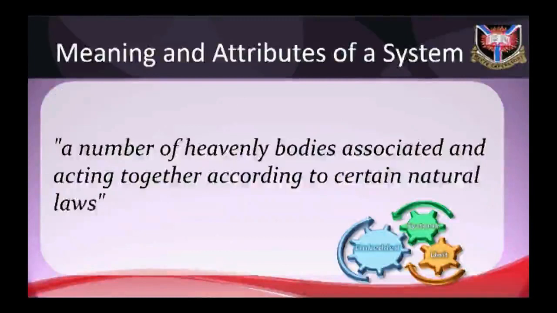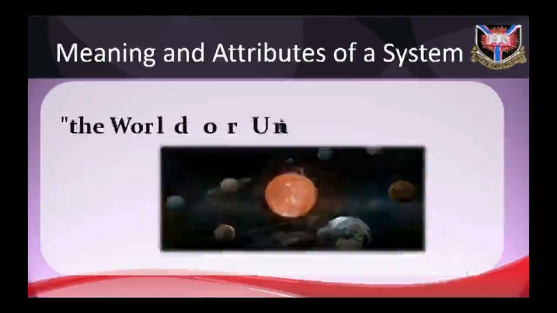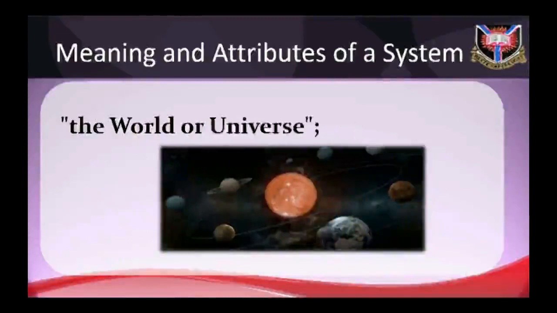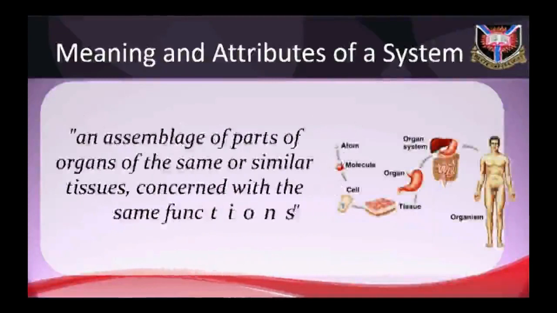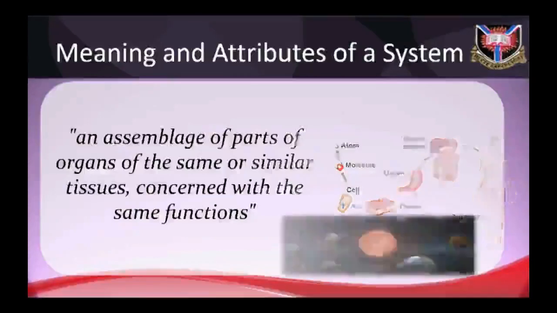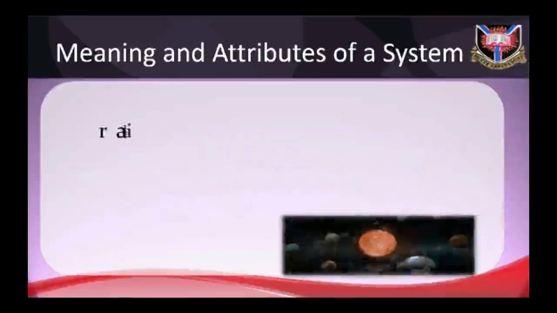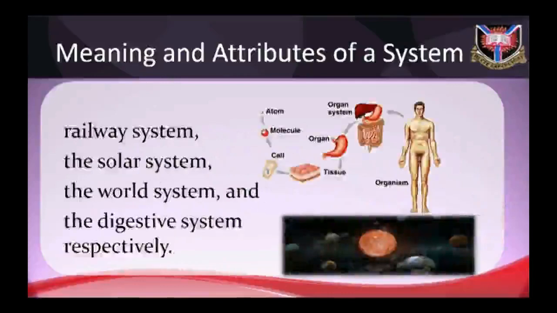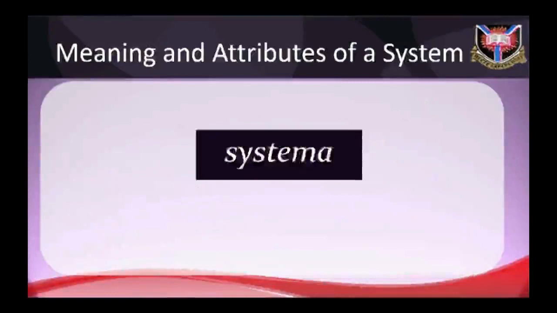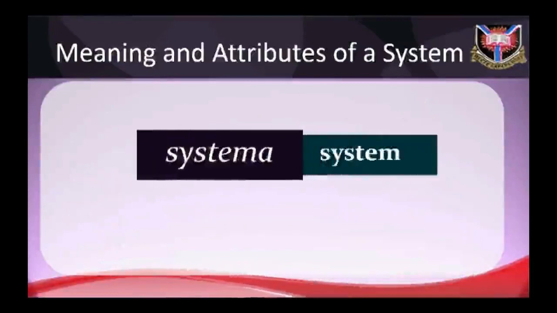A number of heavenly bodies associated and acting together according to certain natural laws. The world or universe. An assemblage of parts of organs of the same or similar tissues concerned with the same functions. Thus, we can talk of a railway system, the solar system, the world system, and the digestive system respectively. The word system comes from the Latin word systema, which means organized whole.